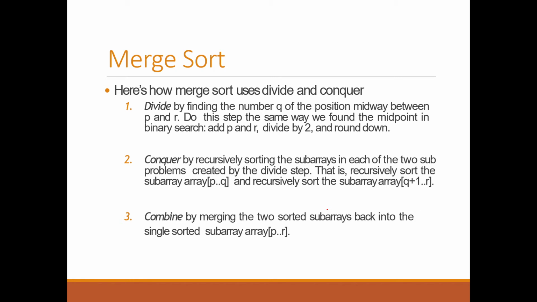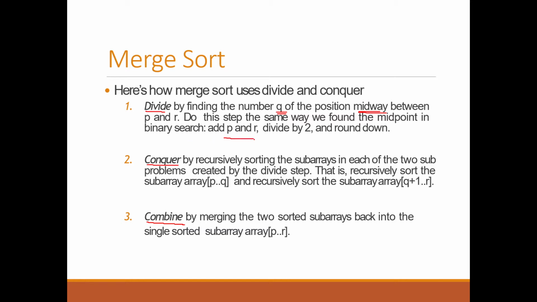Okay, so we already know that we need to divide it first, then we will be solving or conquering the sub-problem and then combining the results. So these are the major three steps. Okay, so how is it done? We need to first of all find Q, which is the position of the midway between the indexes P and R. So for every array or sub-array, we are going to divide it into two parts by finding out the mid position. Again, this is also found using the technique which we have discussed in binary search.